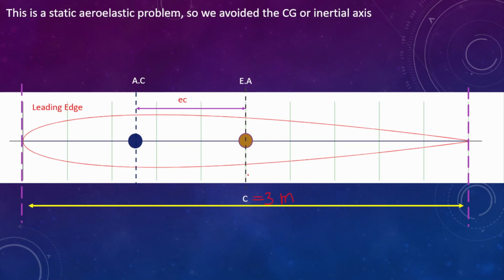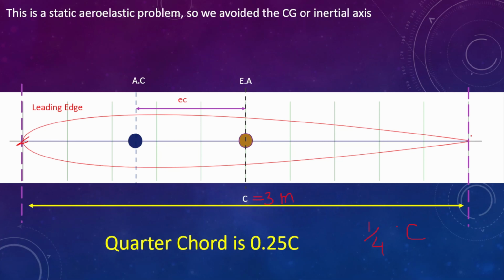And there's another term which is called quarter chord. Quarter chord means 1/4 times the chord length. So what does quarter chord mean? For example, we have this chord, right?